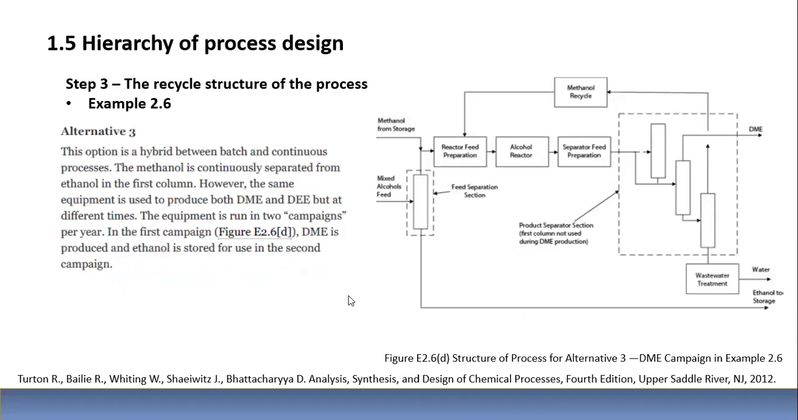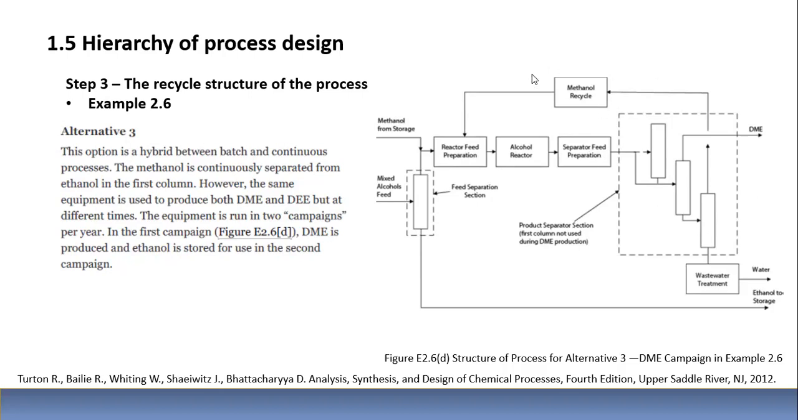Alternative 3. This option is a hybrid between batch and continuous processes. The methanol is continuously separated from ethanol in the first column. Vemos nosotros methanol, mixed alcohol feed, y vemos que separó el metanol del etanol. El etanol se fue al almacenamiento y el metanol es el que reaccionó aquí.